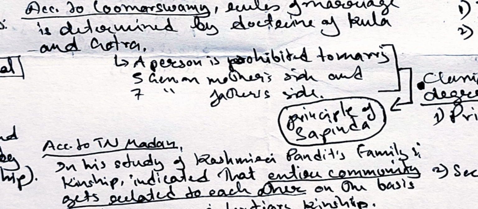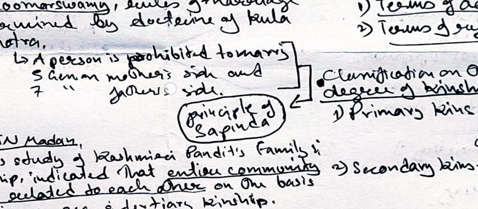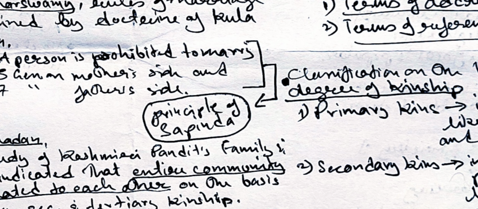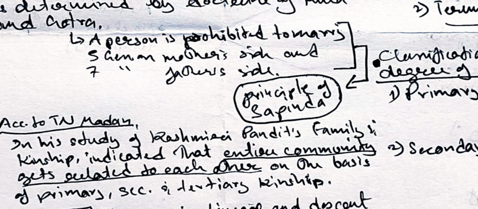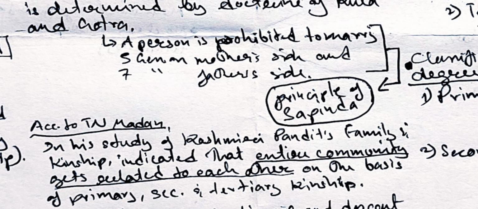This is very important. A person is prohibited from marrying within 5 generations from the mother's side and 7 generations from the father's side. This principle is called the principle of Sapinda, and the principle of Sapinda is what prohibits a person from marrying within 5 generations from the mother's side and 7 generations from the father's side.